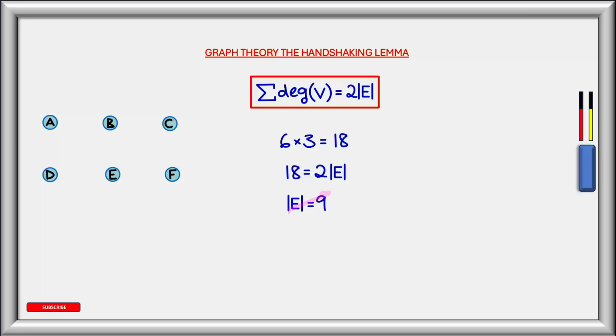So let's see if we can draw them. So we can connect server A to server B, D, and F. And so server A is now connected to 3 other servers. If we now look at server B, which already has a connection to server A, we can connect it to server C and server E.